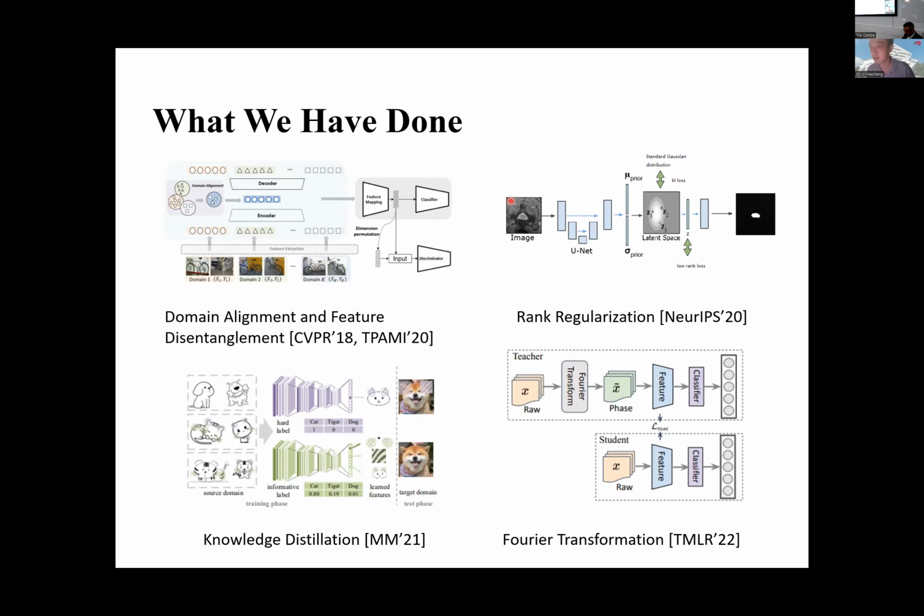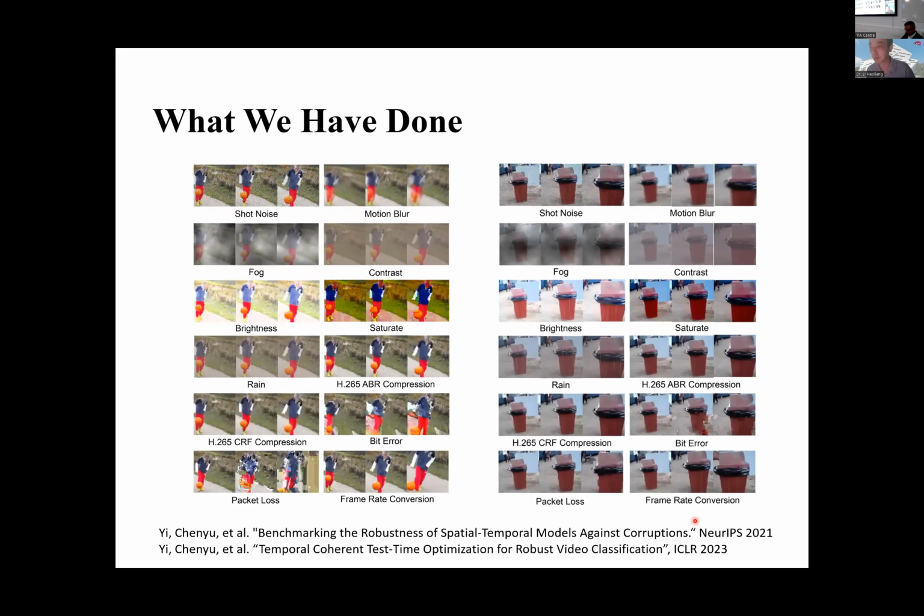Here, I just want to briefly summarize what we have done so far. We started working on this problem in 2017, and we focus on both the algorithm level as well as the application level. We also explore medical image analysis using the idea of domain generalization. At the algorithm level, we explore quite different machine learning algorithms, including domain alignment, feature disentanglement, knowledge distillation, and we also explore whether we can do some data processing using the Fourier transform.